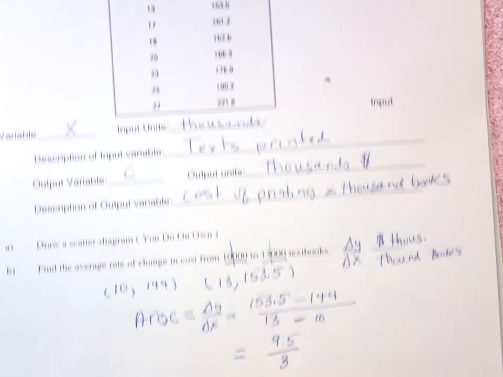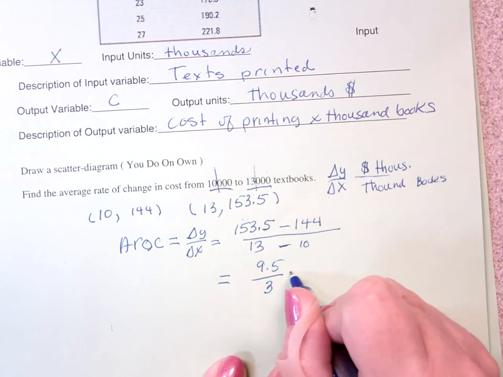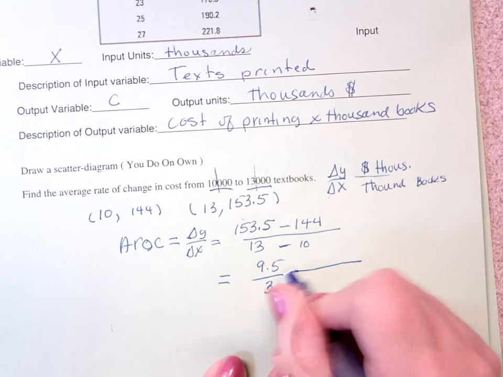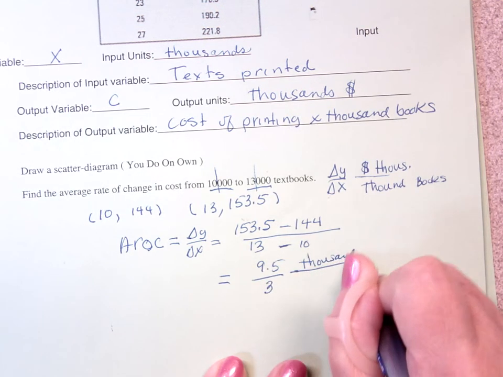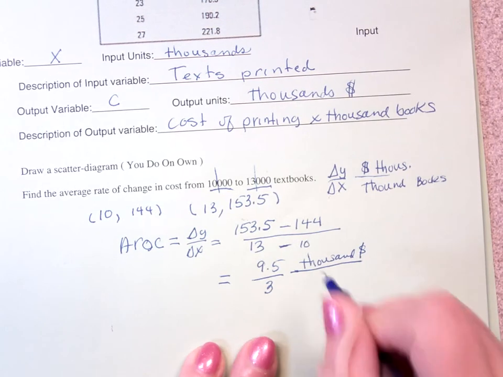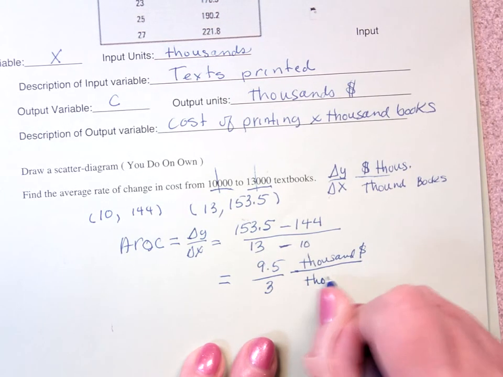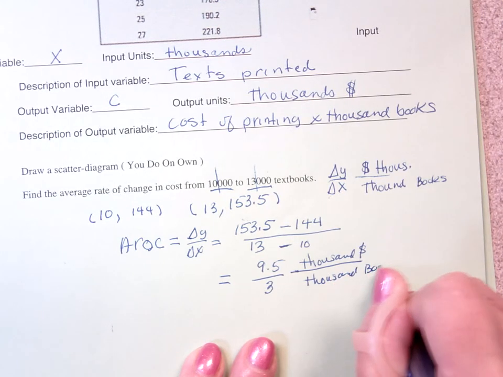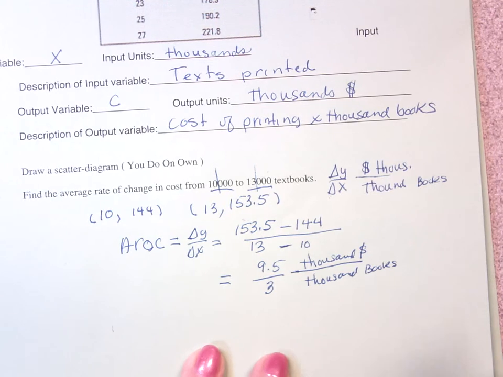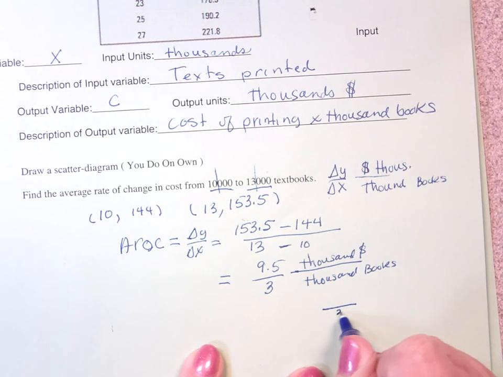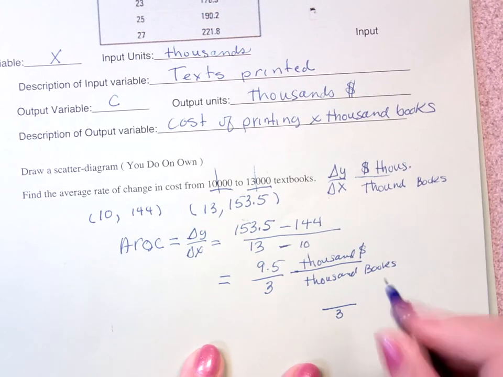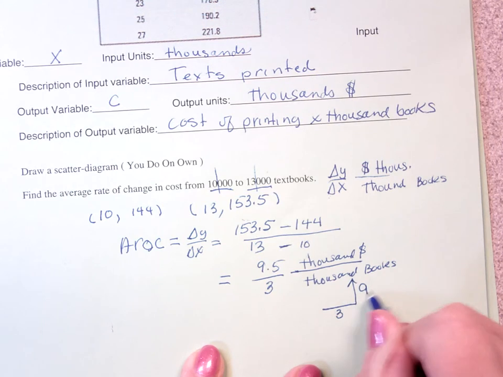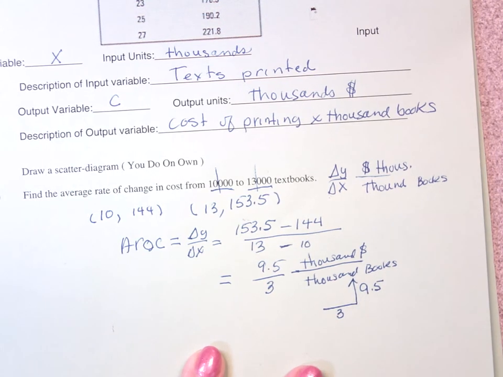Now I could leave it like that if I wanted to. Then this would be 9.5 thousand dollars per 3,000 books. Now what does that say? That says for every additional 3,000 books I print, the cost increases by $9.5 thousand. It's a rate of change.